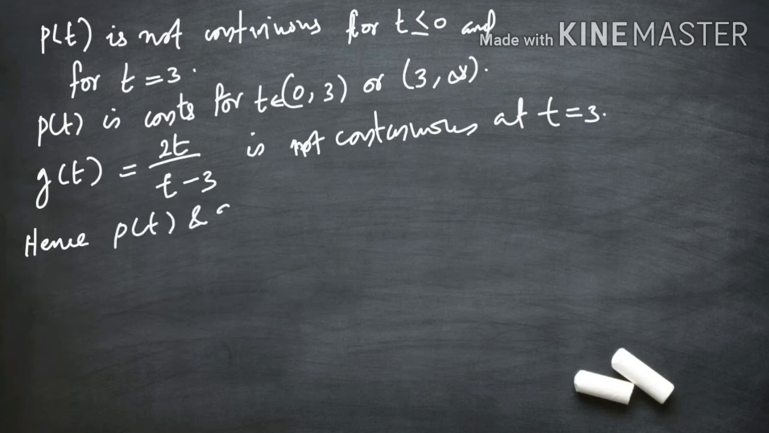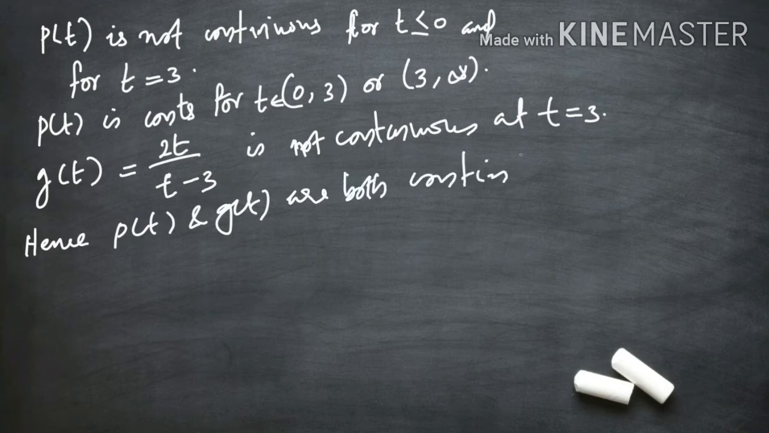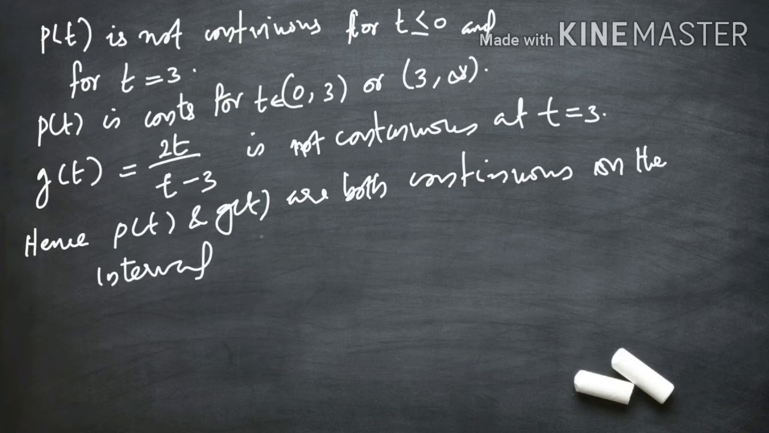So combining these two, we can say that p of t and g of t are both continuous. The common interval in which both are continuous is the interval (0, 3) and (3, infinity).